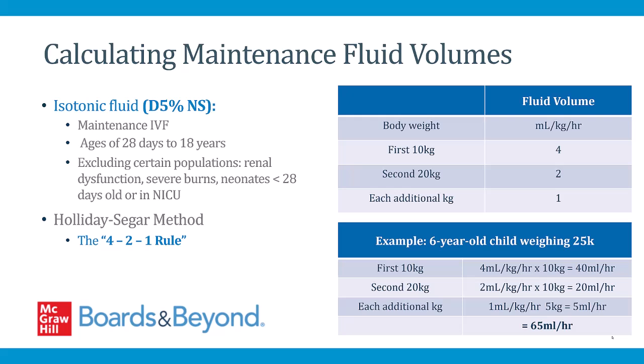The most widely adopted method for estimating maintenance fluid volume is the Holliday-Segar method, which determines the rate of fluid needed based on the patient's weight in kilograms for a child. This is known as the 4-2-1 rule. For the first 10 kilograms, multiply each kilogram by 4 mLs. For the second 10 kilograms, multiply each kilogram by 2 mLs, and for each additional kilogram, multiply by 1 mL. We add these values together, and this gives us the total mLs per hour of maintenance IV fluids.